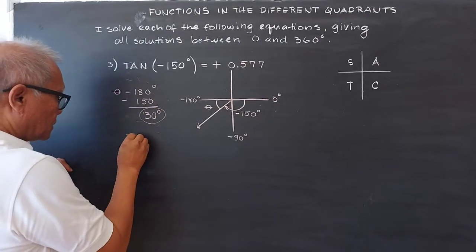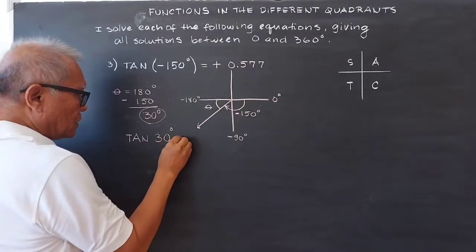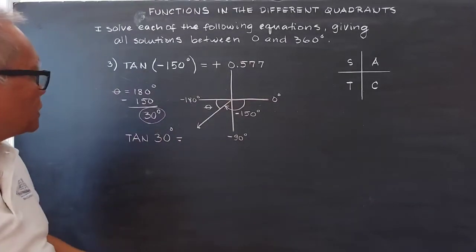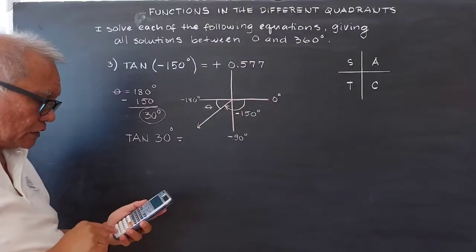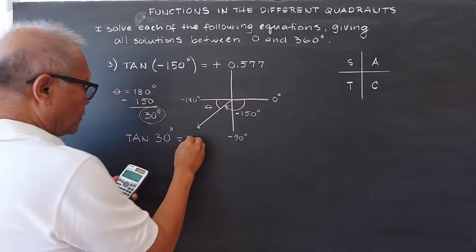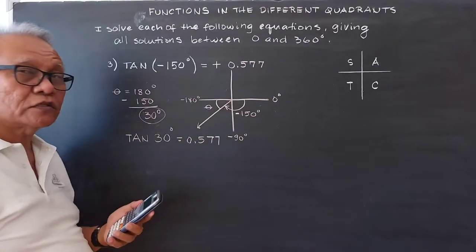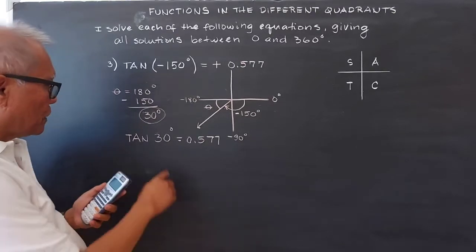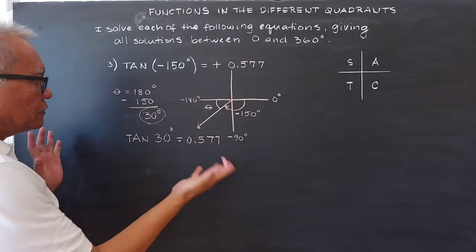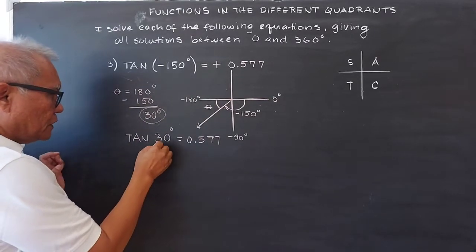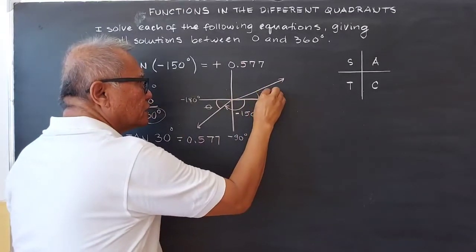So I have tangent in the first quadrant, which is 30 degrees. So tangent of 30 degrees is 0.577, which is positive also. Now if you want to use a negative angle, you can do so. If you want to have that one negative, so you can have here, this one is 30 degrees.